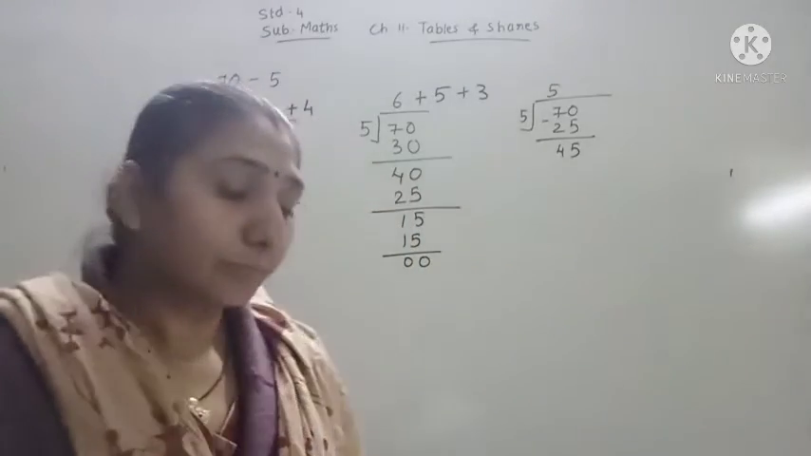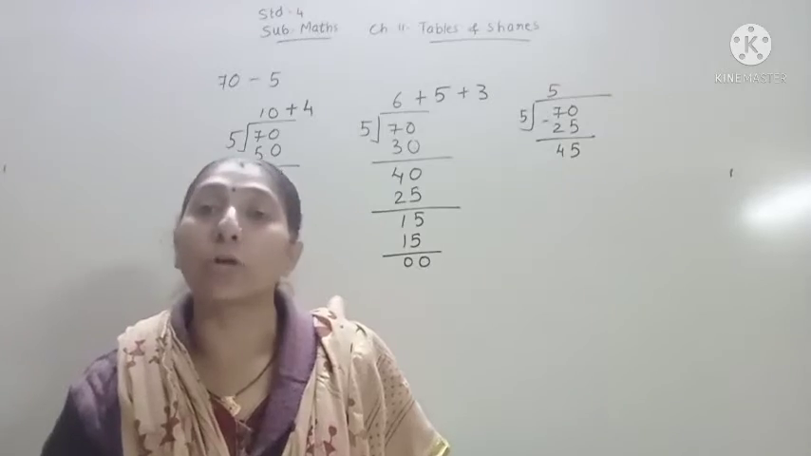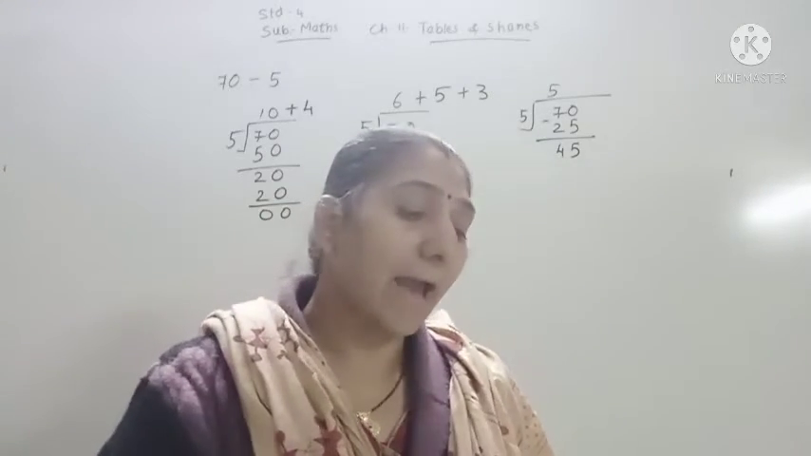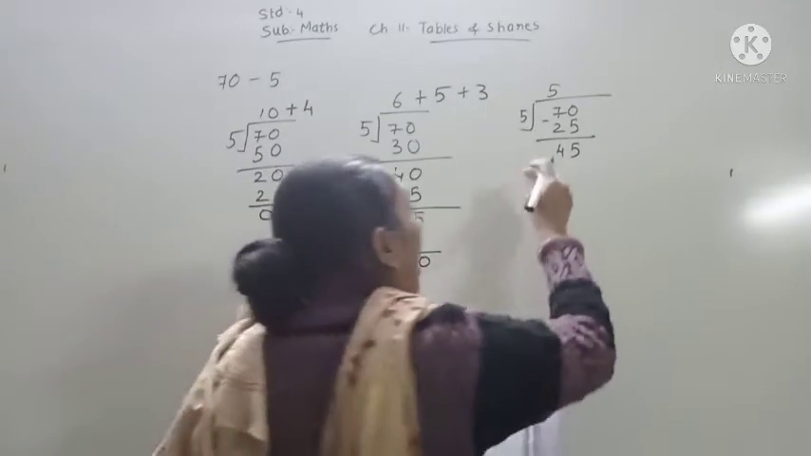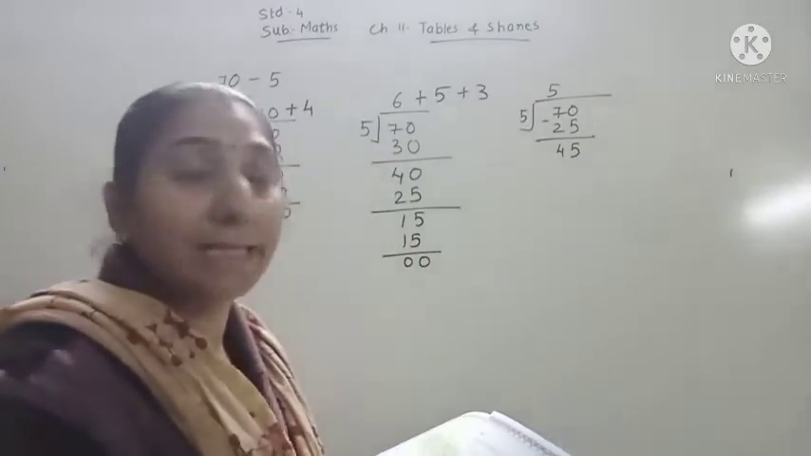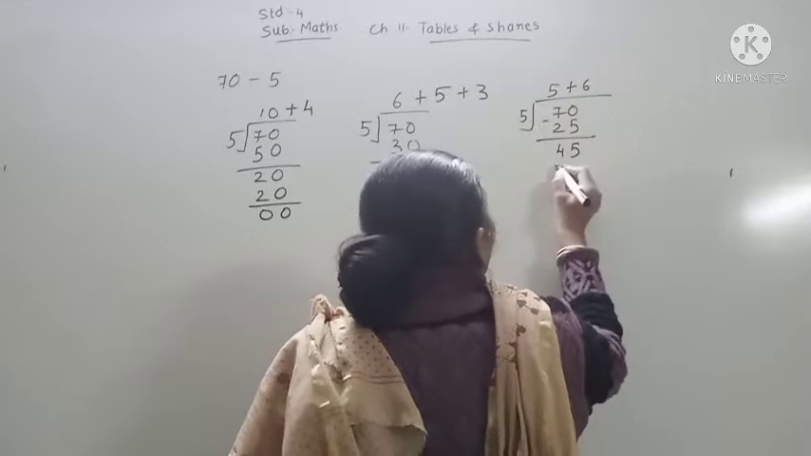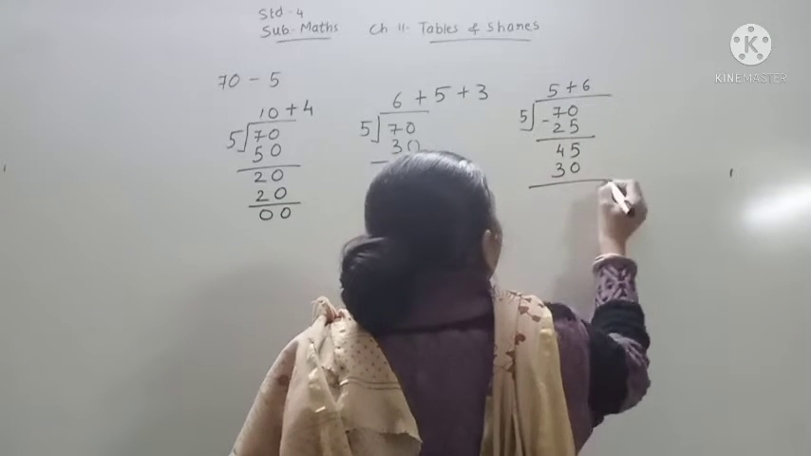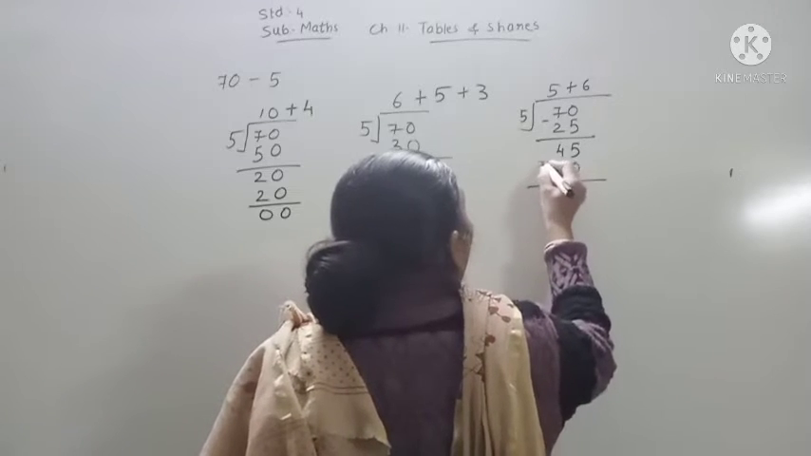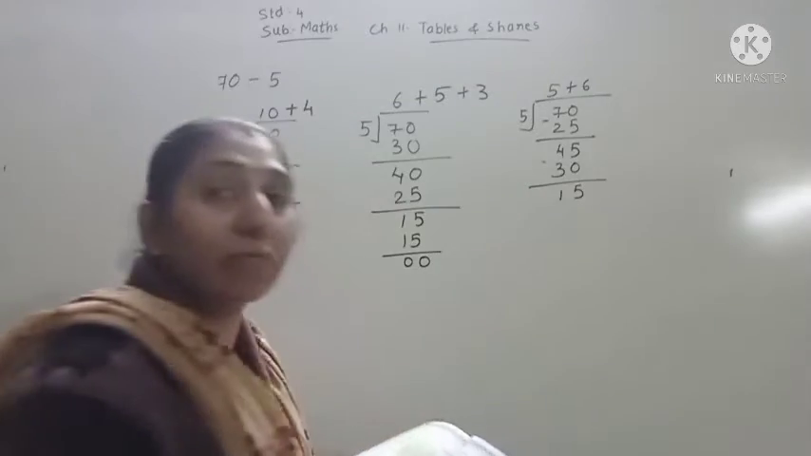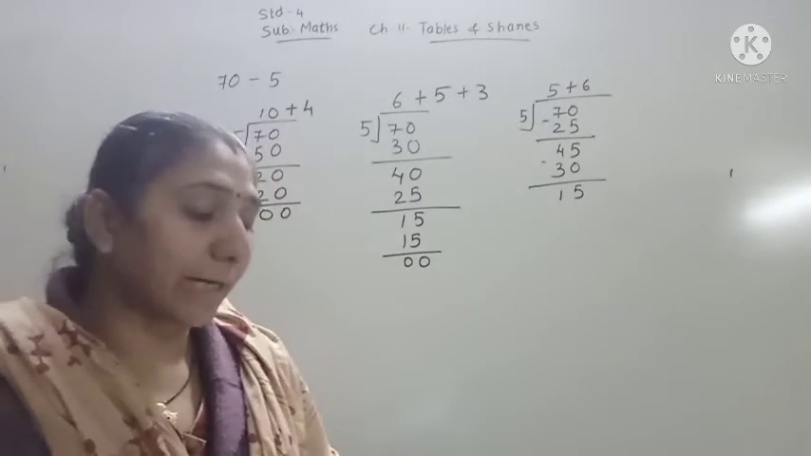45. Next, I give rupees 6 more to everyone. I have distributed 30 rupees more. अब उसने कितने दिए सबको? 6 rupees. So 5 6s are 30. So 5 minus 0, 5, 4 minus 3, 1. So how many are left with him now? 15. So write their answer 15.